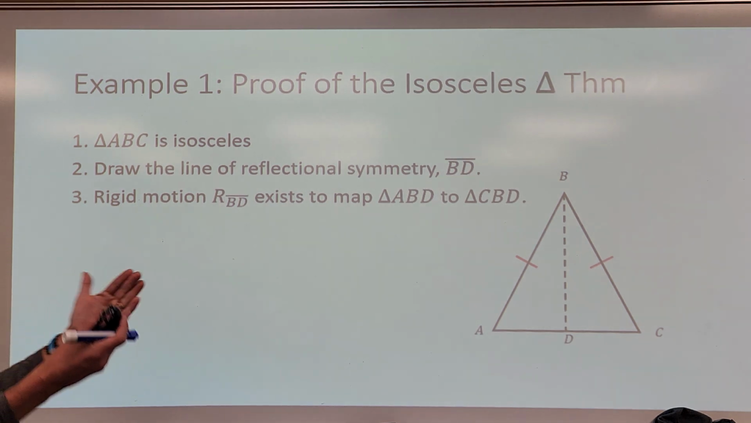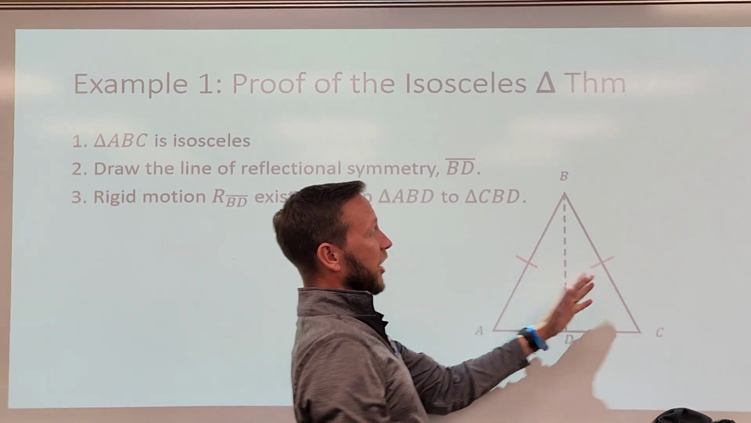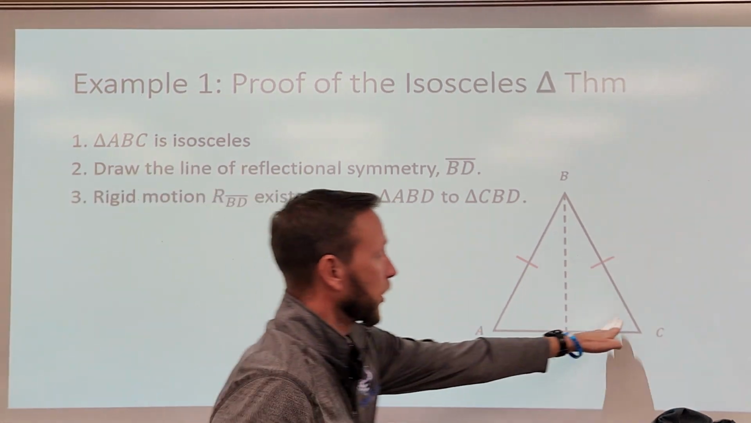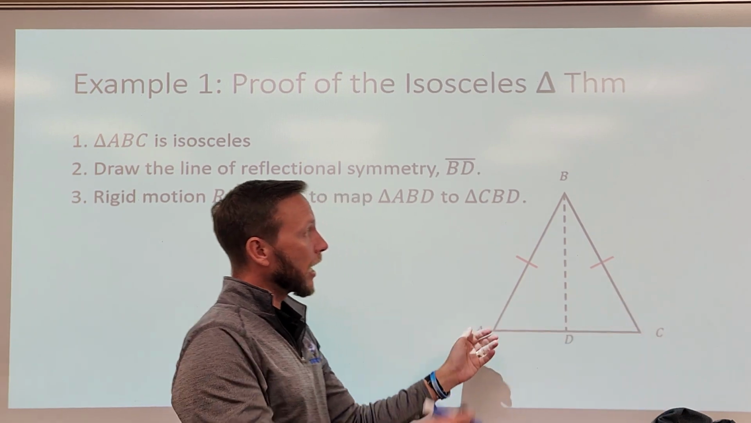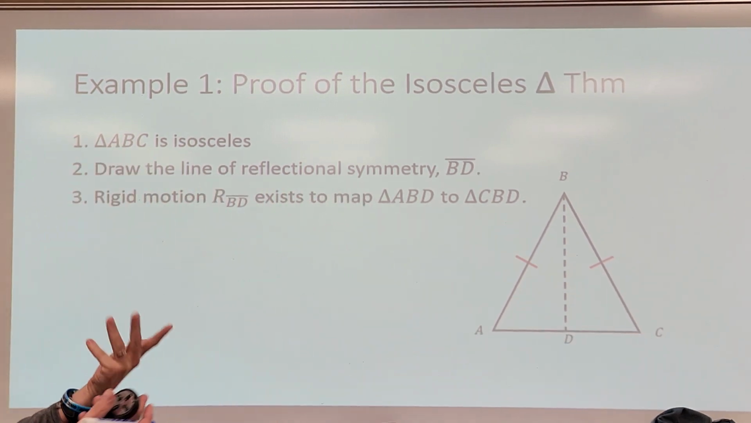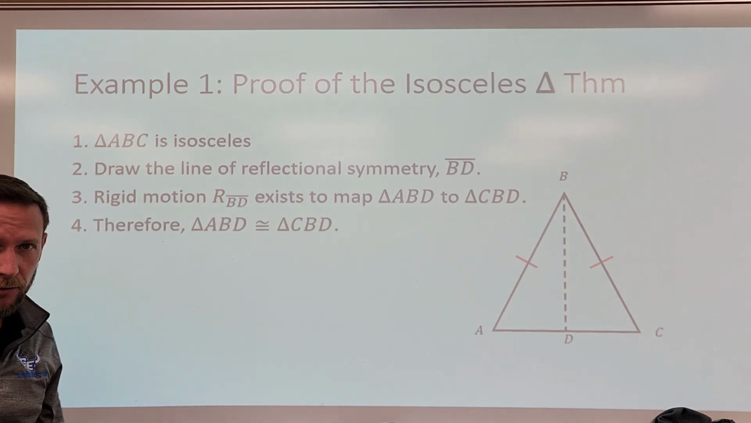This rigid motion exists to reflect this part onto itself, and this part over to this other side. So A would go to C and C would go to A, and this triangle would look the same because it's symmetrical over that line of reflection that is drawn from the vertex to the midpoint of the base. And so we have these congruent triangles.